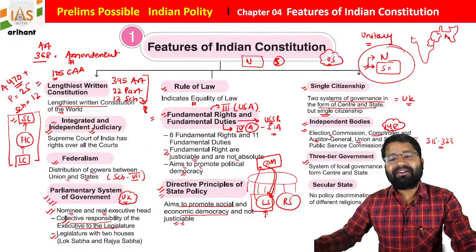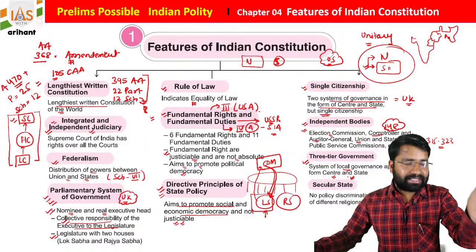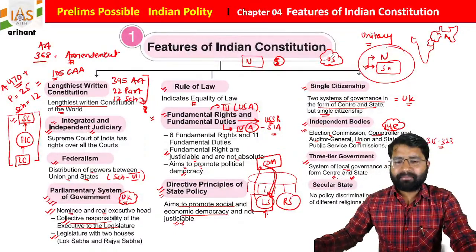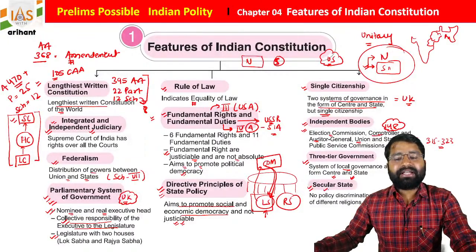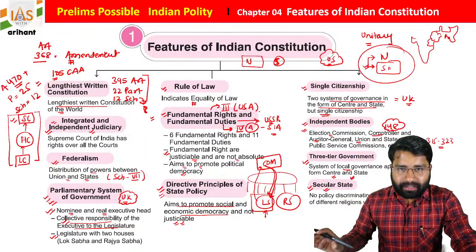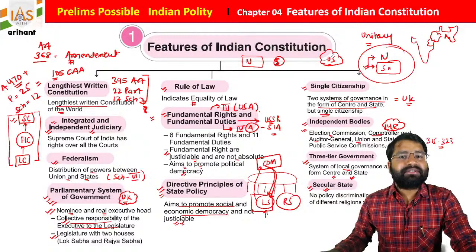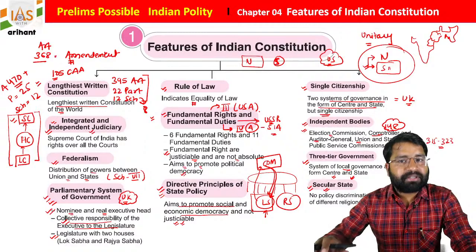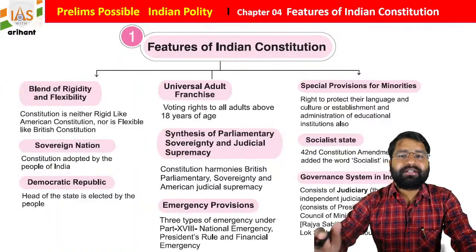There is a three-tier government, local government also included, like the central government, state government, and local government is also there. So three types of government are there, students. Secular state means in our country every religion is considered equal. So the state has no specific religion, so we are a secular country, students.